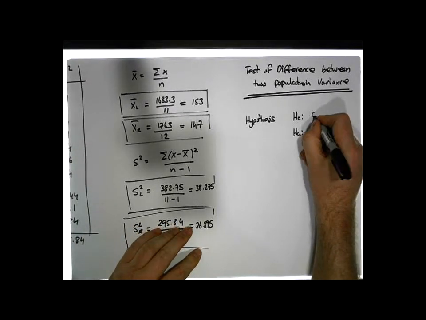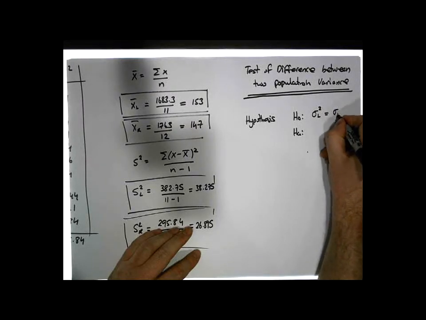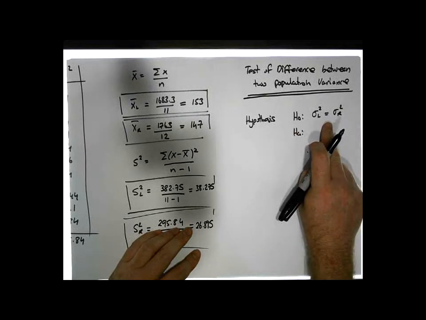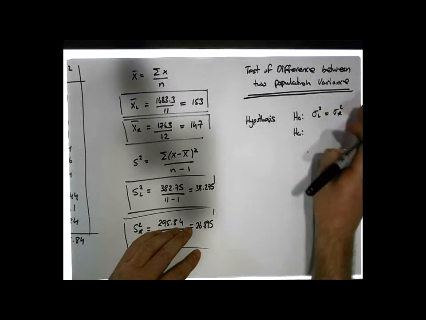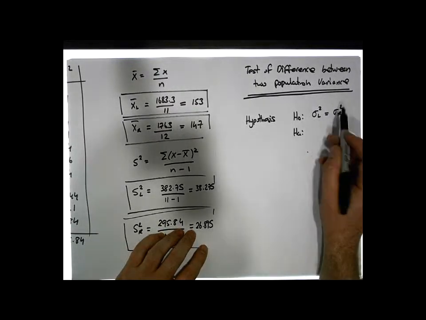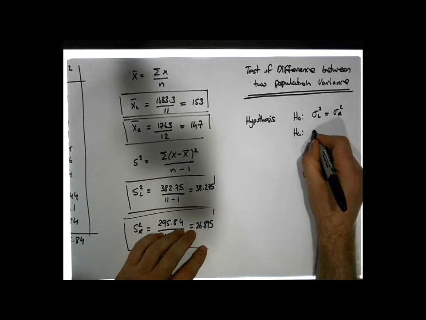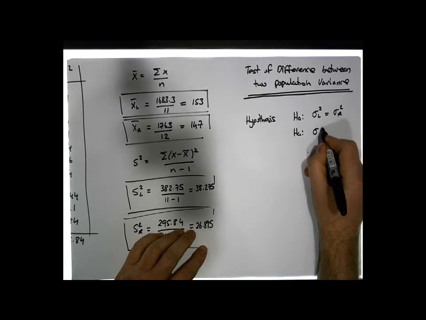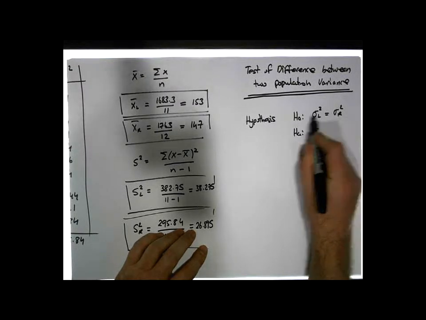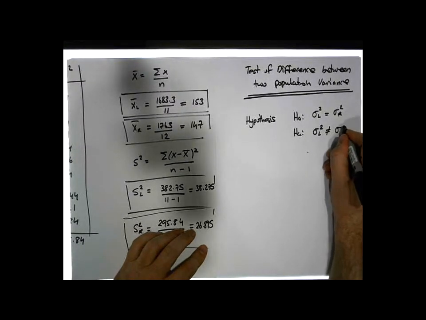So we assume that the variance of the left-handers is the same as the variance of the right-handers. And the alternative is, well, we just want to find out whether the variances are equal or unequal. We could do a left or right tail test, testing whether the variance of left-handers is greater than the variance of the right-handers, or the other way around. But in this case, the alternative is everything else, so that the variance of the left-handers is different to the variance of the right-handers.